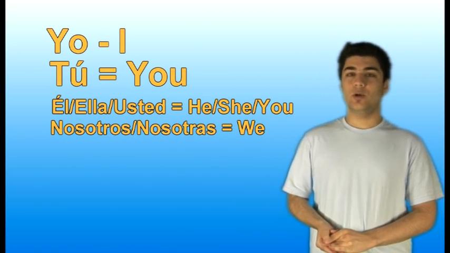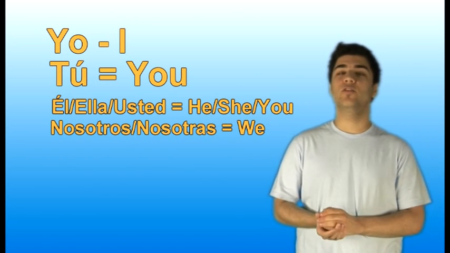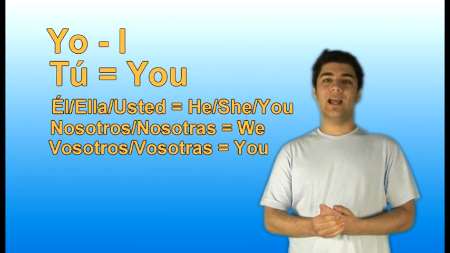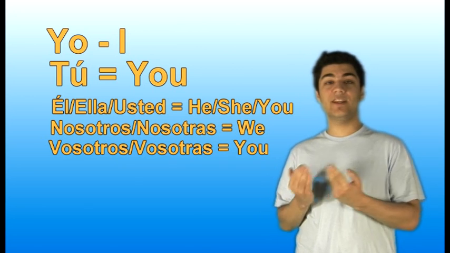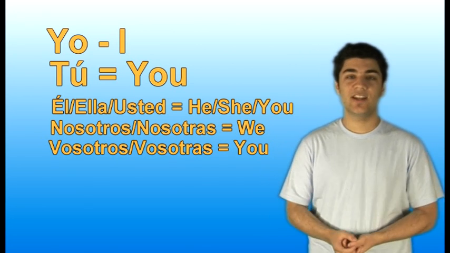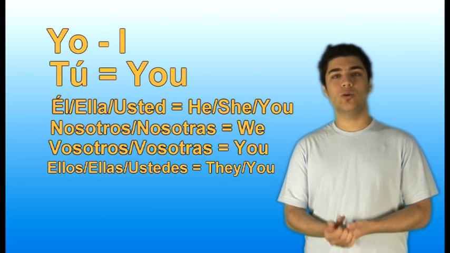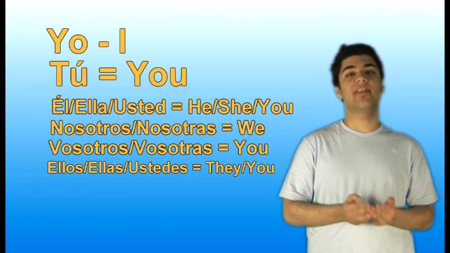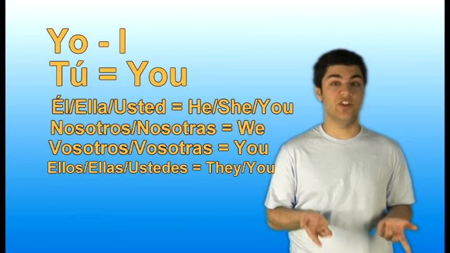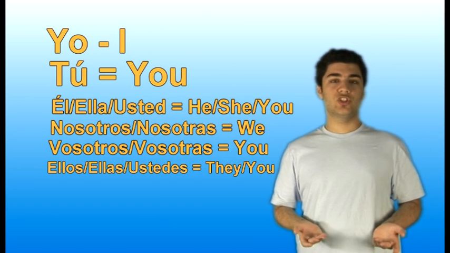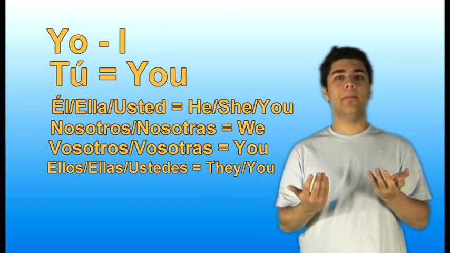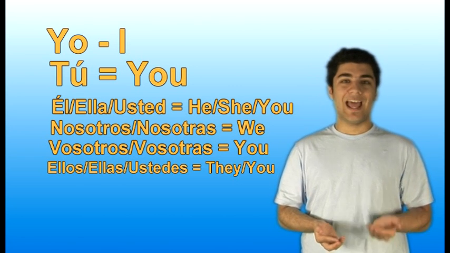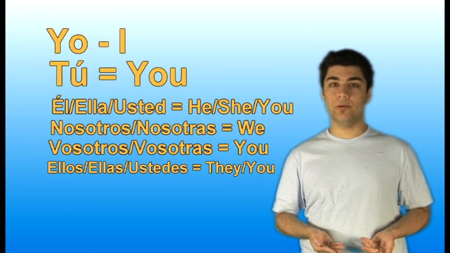Okay, the next word, which is another word for you, is vosotros and vosotras. Okay, and finally, I'm going to group these three together as they have the same conjugations. It's ellos, ellas, ustedes. They and you. Ellos and ellas mean they, and ustedes is another word for you. Use ellos for a group of male people, or a mixture, a group of male and a group of female people. You use ellas just for a group of female people.